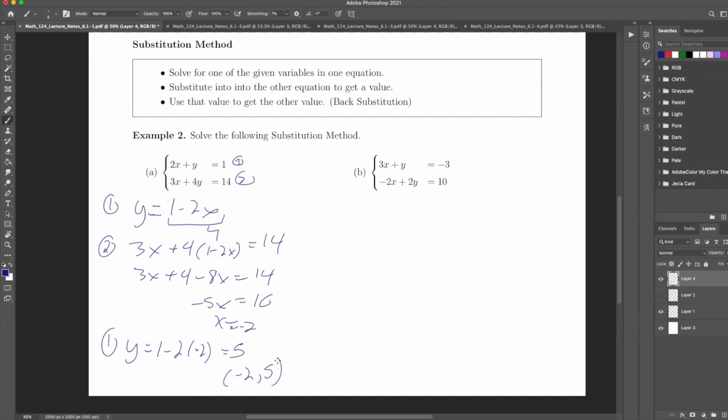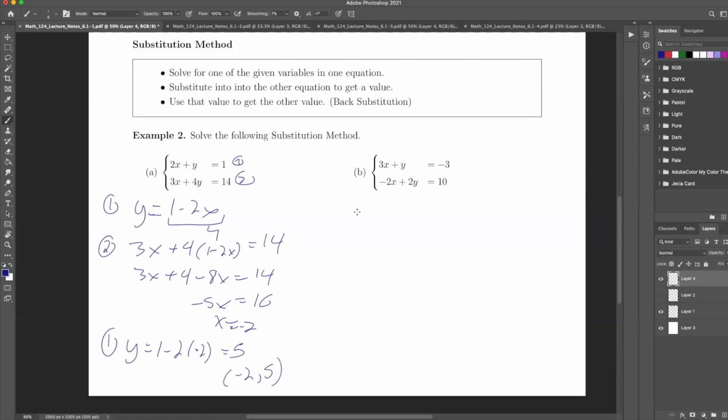And you can easily check that. So 2 times negative 2 plus, so that's negative 4 plus 5, does that equal 1? Yes. 3 times negative 2, it'd be minus 6 plus 20, 4 times 5, does that equal 14? Yes. And so this answers both of these.